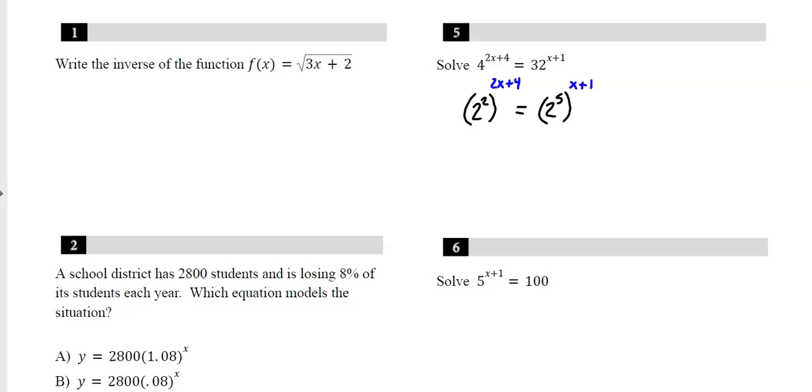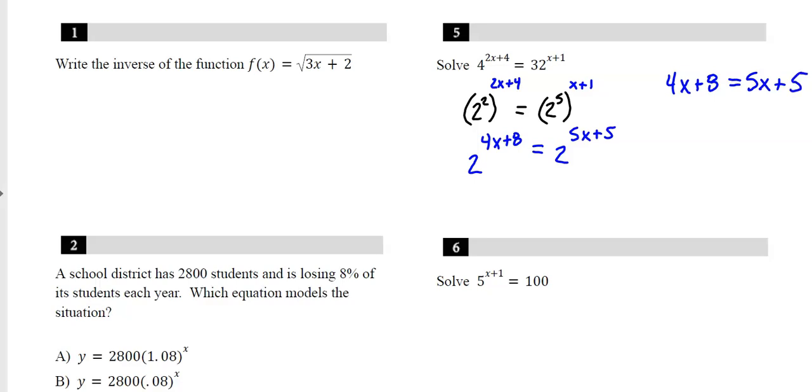And now I'm going to use the rule where when you raise a power to a power, you multiply. So I'm going to have 2 to the 4x plus 8 equals 2 to the 5x plus 5. And now that they have the same base, you can simply just put the exponents equal to each other once you get the bases the same.